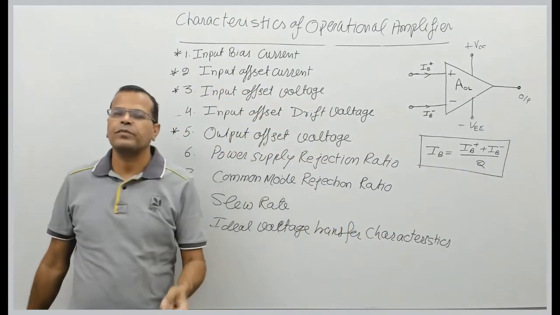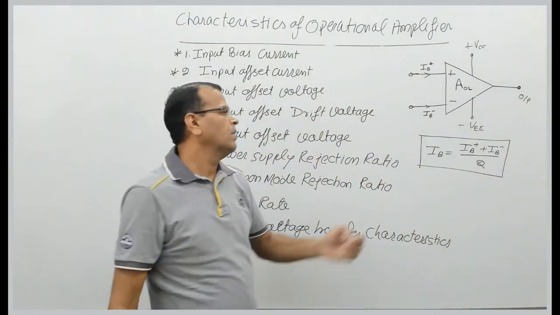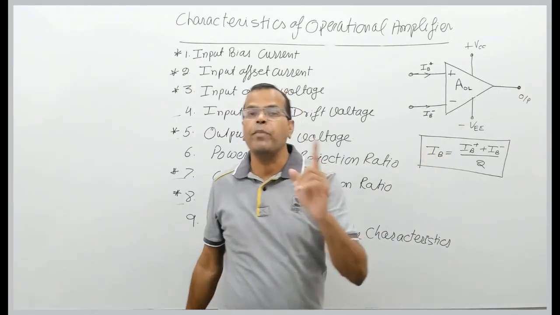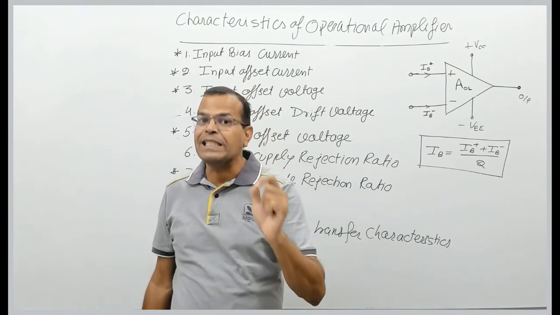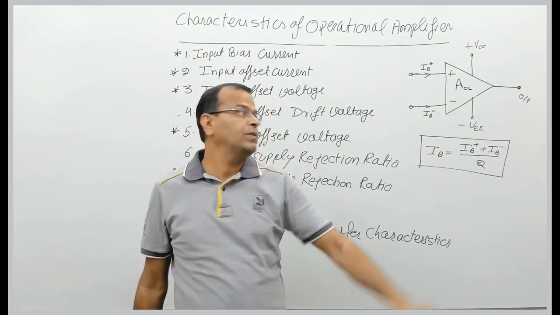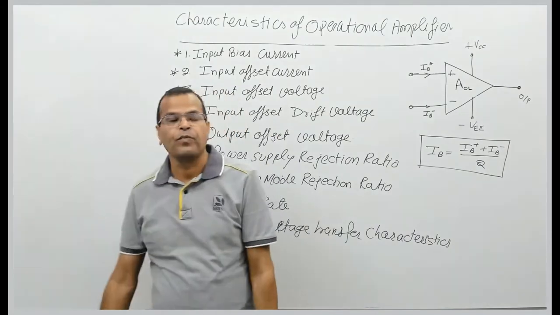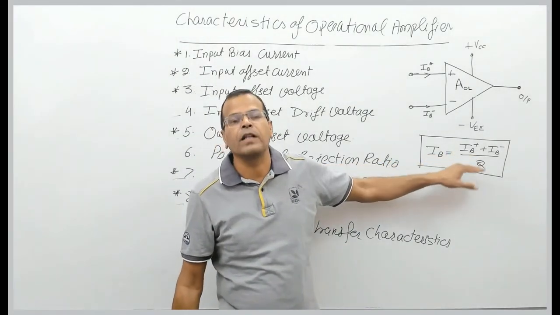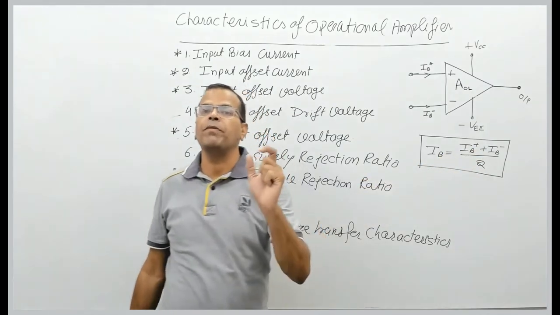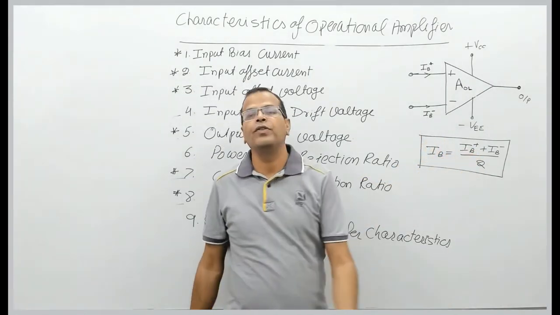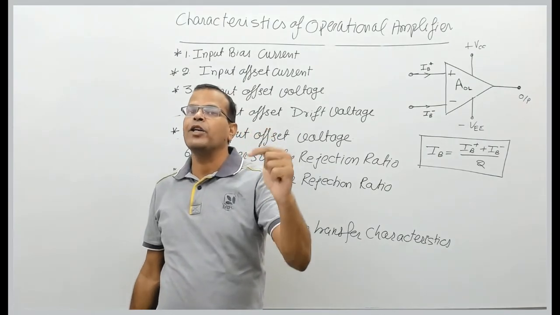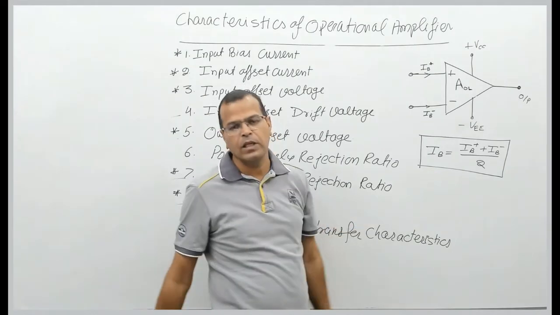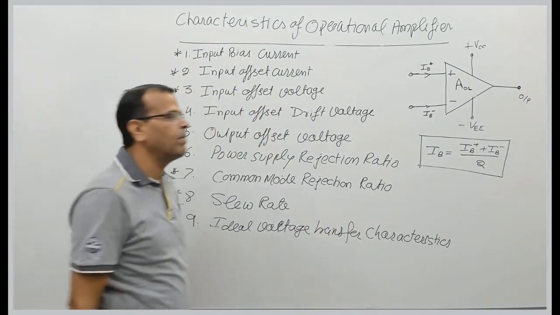This is a small topic, but there can be a numerical based on this. There was one numerical in 2018 in engineering services prelims based on this formula. So input bias current of operational amplifier is the average of two biasing currents entering into inverting and non-inverting terminals of the amplifier. I hope you will remember this formula.